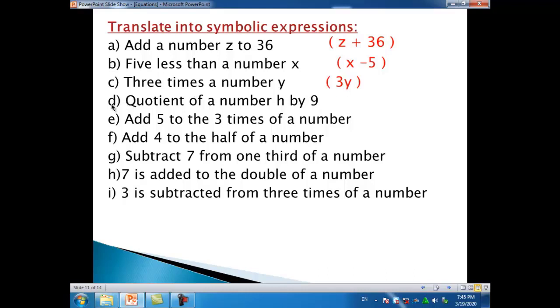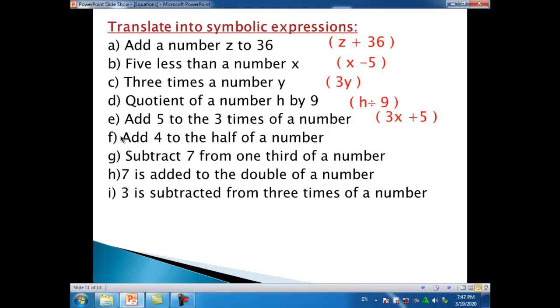Letter D, quotient of the number h by 9. The word quotient means dividing, yes? So h divided by 9. Letter E, add 5 to 3 times of a number. Now, as we can see, there are 2 keywords, add as addition, times as multiply. Okay, how can we order these equations? It will be 3x, that means 3 times of the number, plus 5, that means add 5. So the equation will be 3x plus 5.